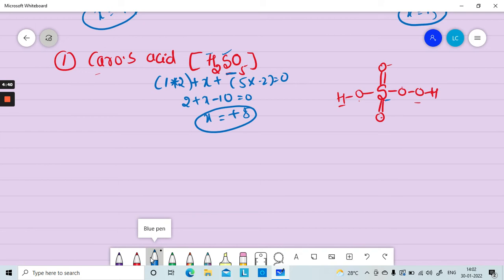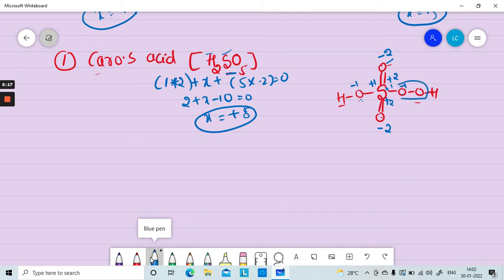Here you can see the central atom, sulfur, is attached with 4 oxygen groups. This one oxygen is bonded with the sulfur by 2 links, so it will get a minus 2 charge. When sulfur gives 2 electrons to the oxygen, it will get plus 2. Right? Here also it is bonded with 2 bonds, the oxygen will get minus 2 and this sulfur will get plus 2.